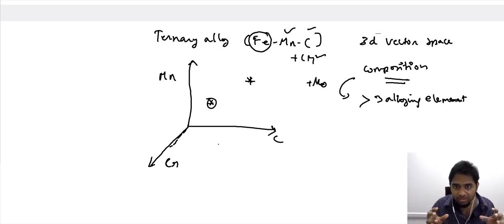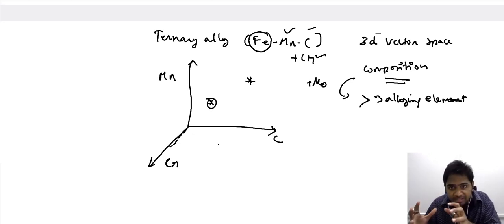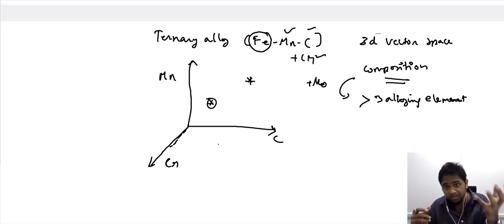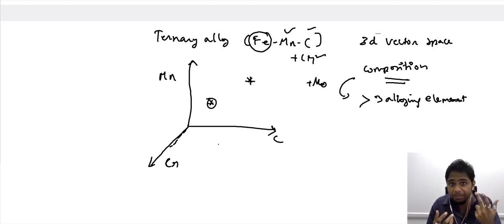So when you consider the context of material research, a multi-dimensional vector space is hugely relevant to us because we are often dealing with compositions that comprise more than three alloying elements, more than two alloying elements. When you move away from the ternary system, it becomes the quaternary system, wherein we have three independent alloying elements.